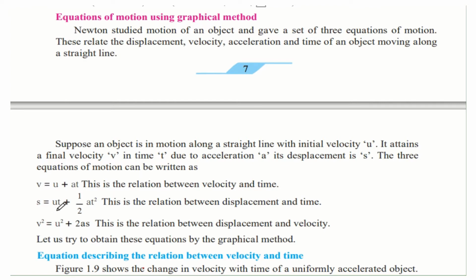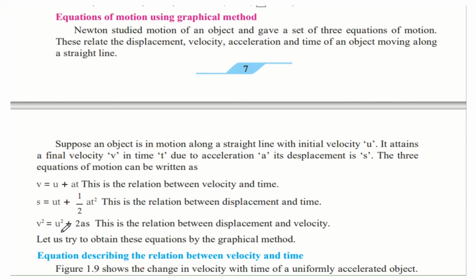s is equal to ut plus half at square. This is the relation between displacement and time. So here s is the displacement and t is the time. So that's why this relation is between displacement and time.